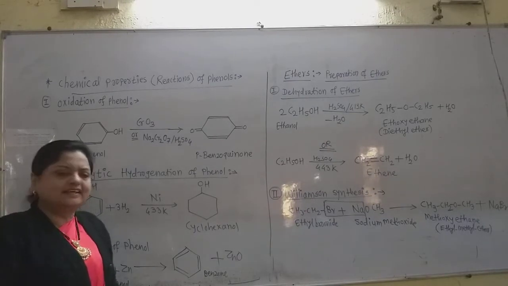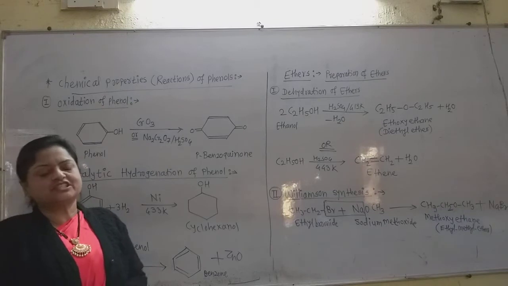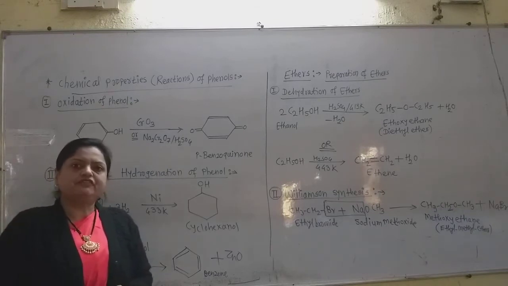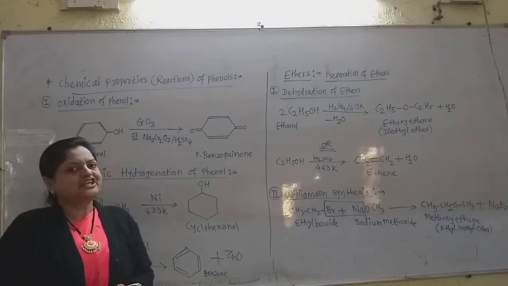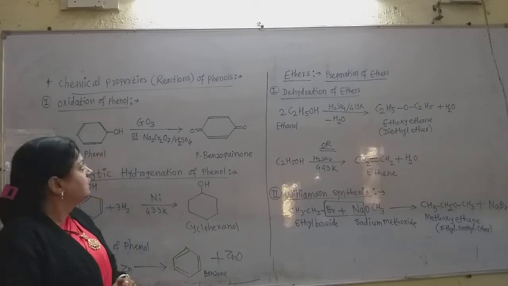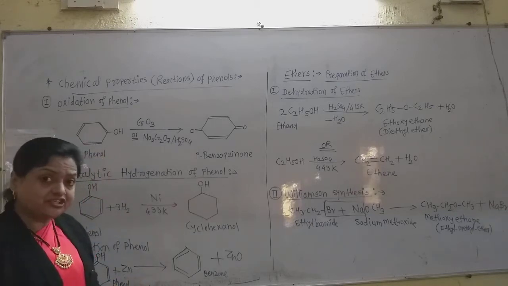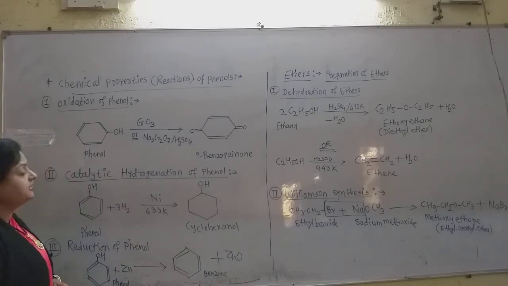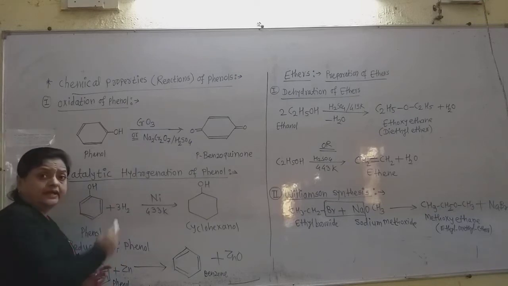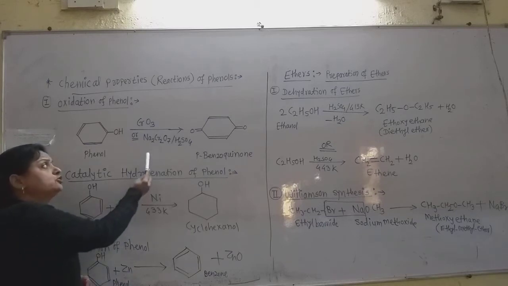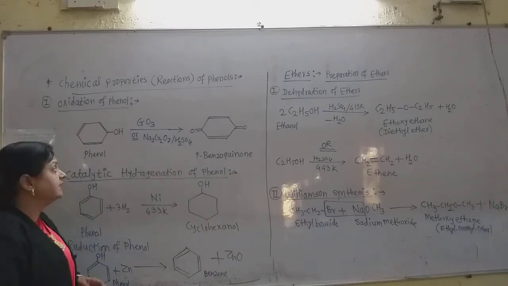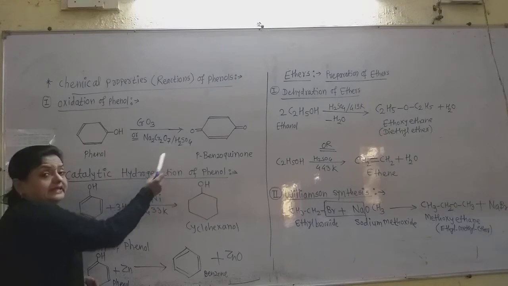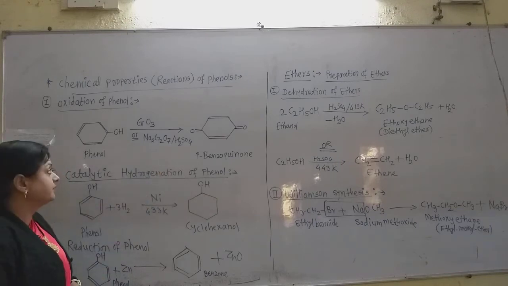Now let us see the chemical reactions of phenol. Yesterday we completed the chemical reactions of alcohols. Now, the first reaction of phenol is the oxidation of phenol. We can do the oxidation with anhydrous chromic oxide or with acidified sodium dichromate, that is sodium dichromate in the presence of sulfuric acid.